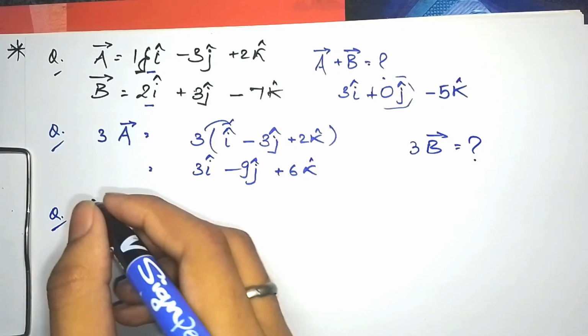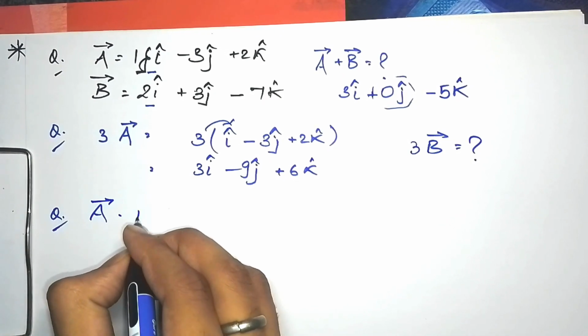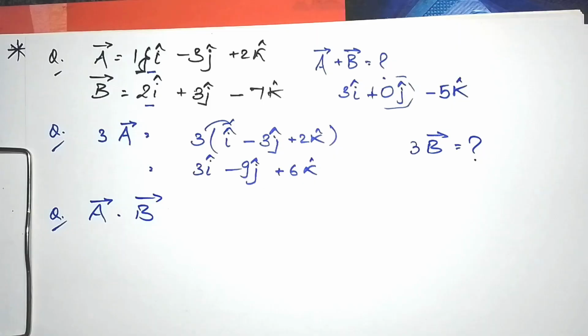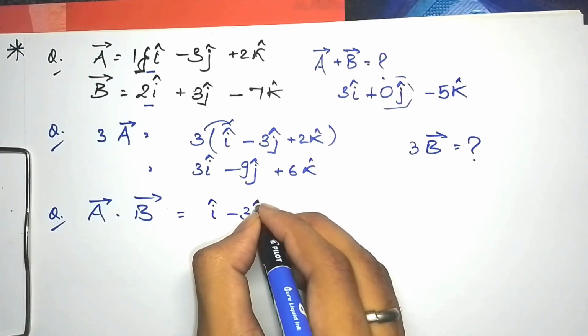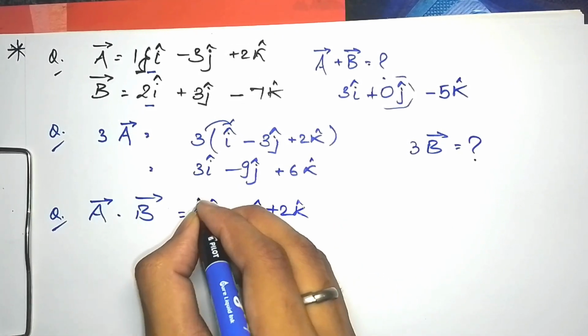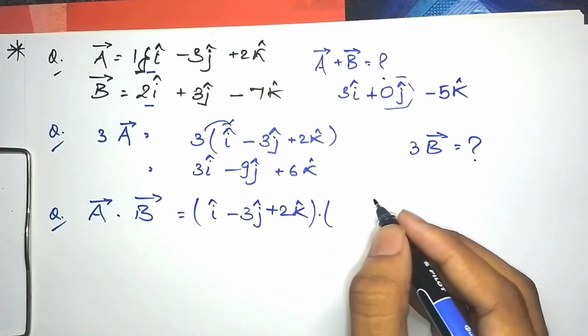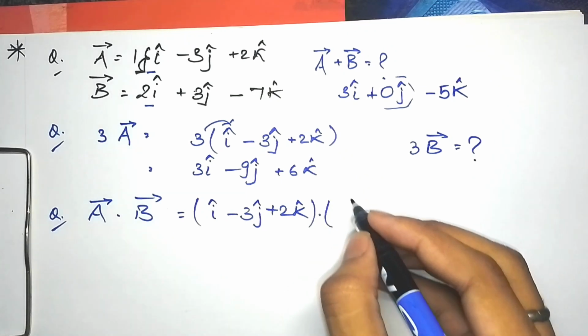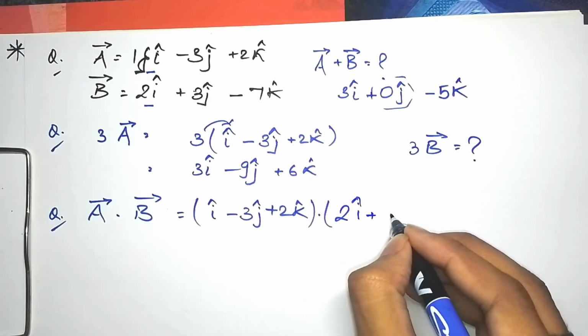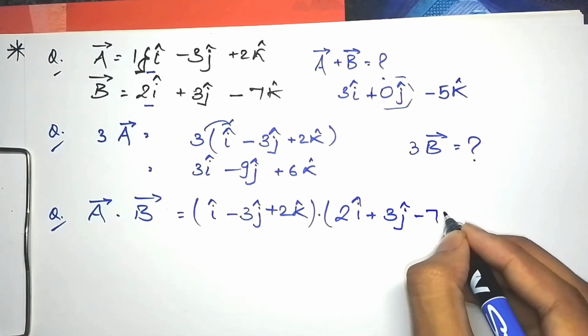Now suppose we have to do the dot product of a vector and b vector. In this particular case, what we will do, we will firstly write here a vector i cap minus 3 j cap plus 2 k cap. I hope it's clear. Now we will write the b vector and put a dot between them. Remember why I told you we put this dot? This dot is to make us understand that we are doing the dot product, which is going to give a scalar as an answer. Now let's move on. 2 i cap plus 3 j cap minus 7 k cap.